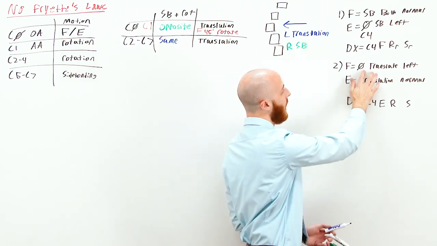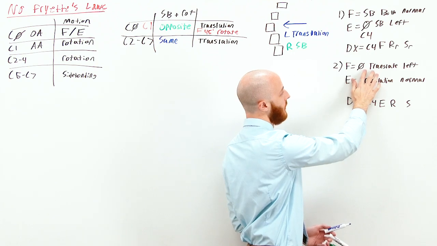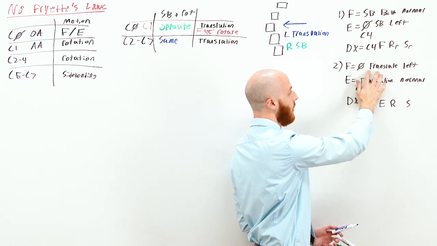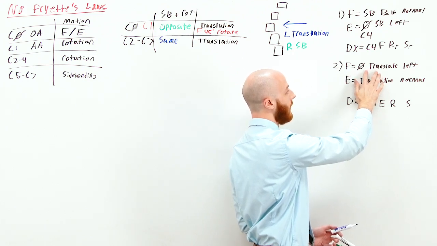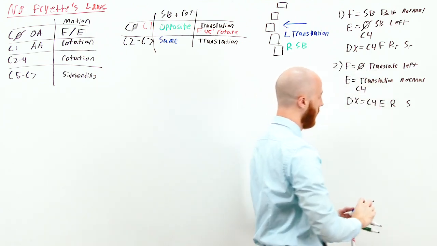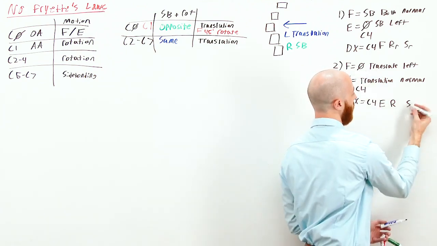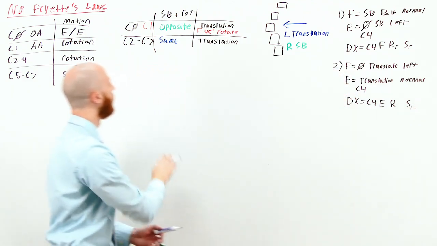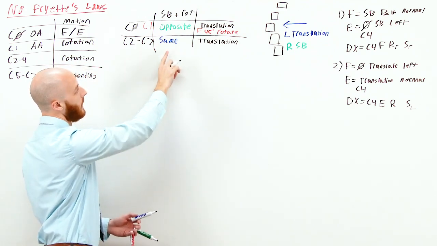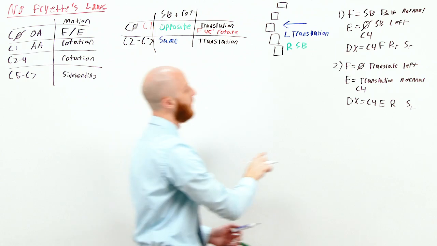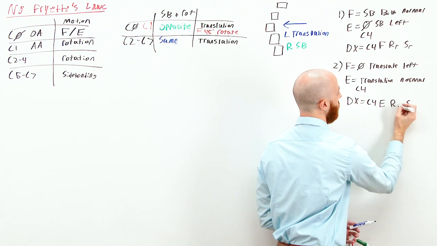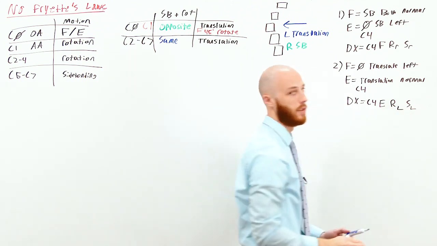So if you cannot translate to the left, that means that you can translate to the right, which means that you are inducing left side bending. So side bending to the left. And since it's C4, follow our chart, side bending and rotation are in the same direction. So our diagnosis is C4, extended, rotated left, side bent to the left.